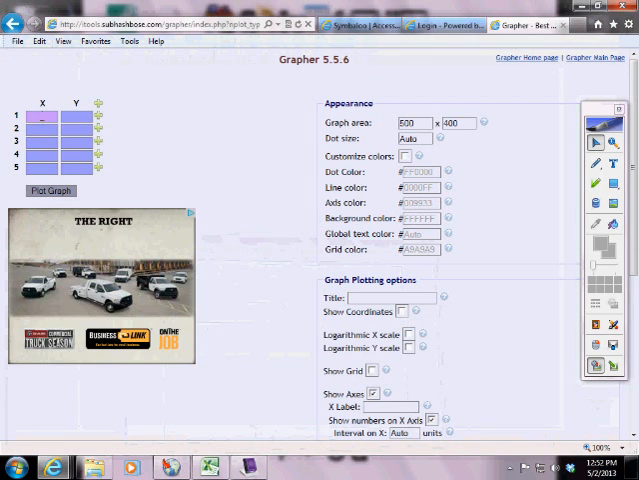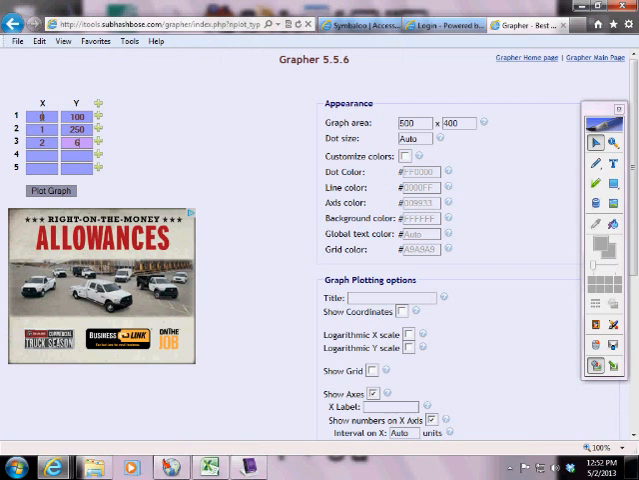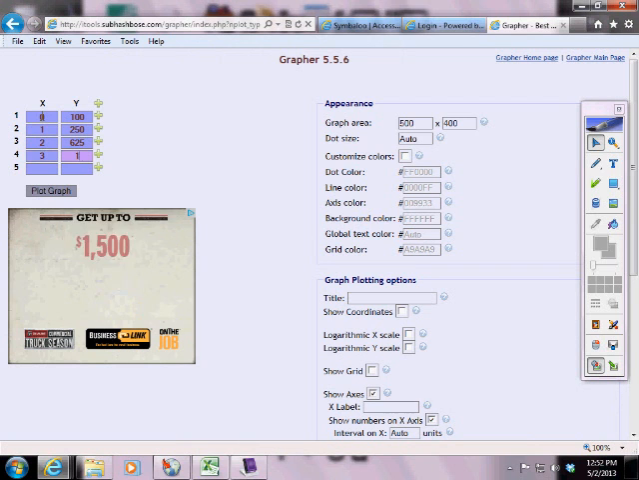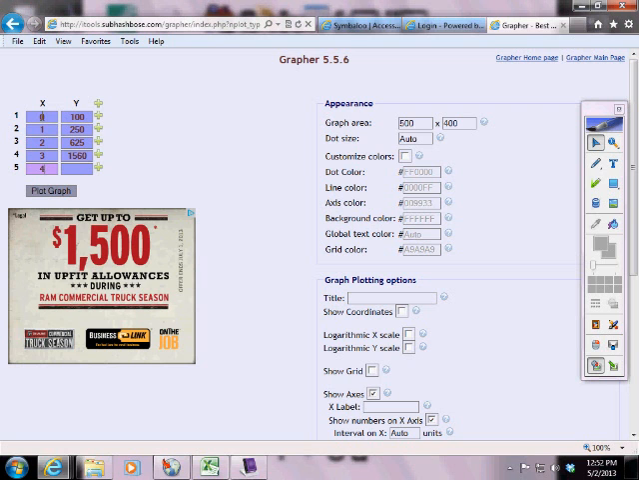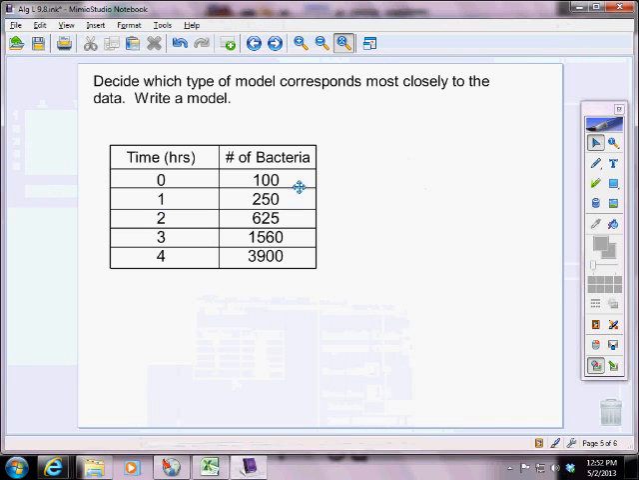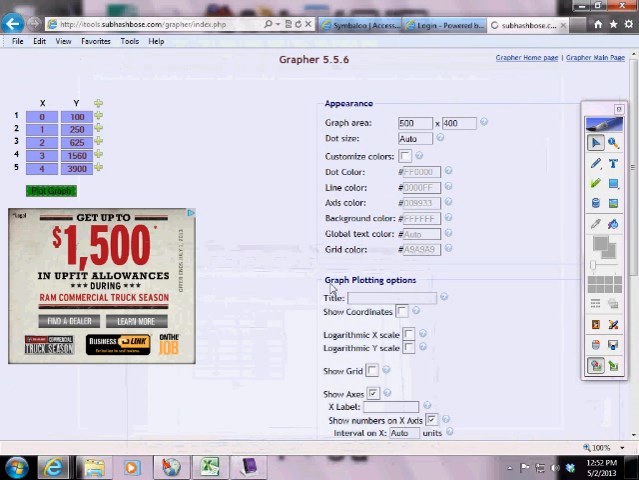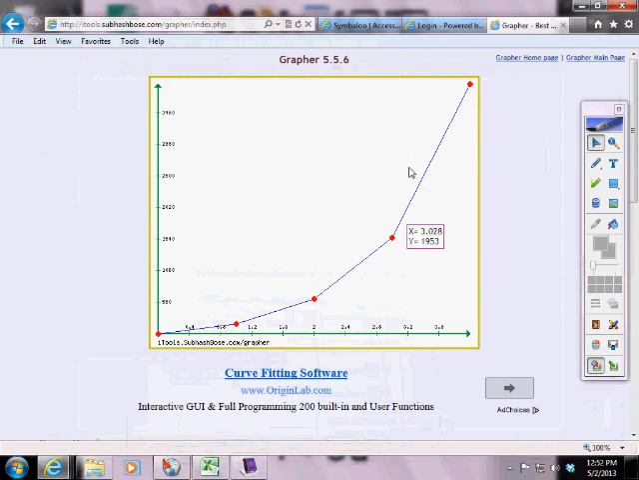So if I do that real quick, we had 0, 100, 1, 250, 2, 625, 3, 1560, and 4, 3900. Okay, again, those are my x's and these are my y's. When I graph it, I get a model that looks like this.